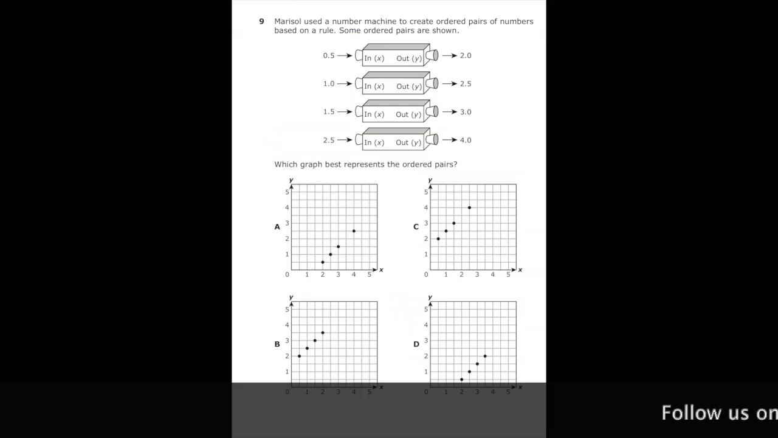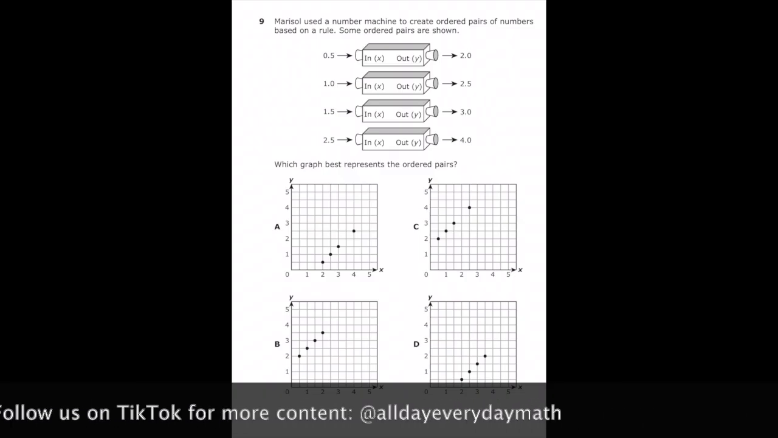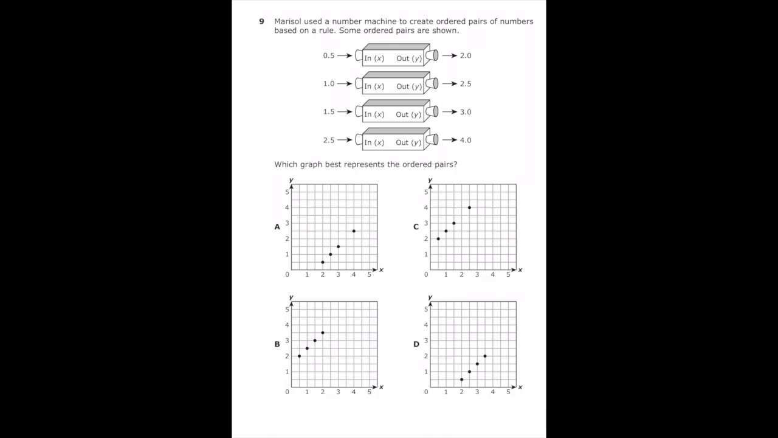Number 9, Marisol used a number machine to create ordered pairs of numbers based on a rule. Some ordered pairs are shown. So we have 0.5 and 2, 1 and 2.5, 1.5 and 3, and 2.5 and 4. Which graph best represents the ordered pairs? So let's go ahead and check each answer choice. So letter A, I'm looking for the first point, 0.5 and 2, which should be right there.